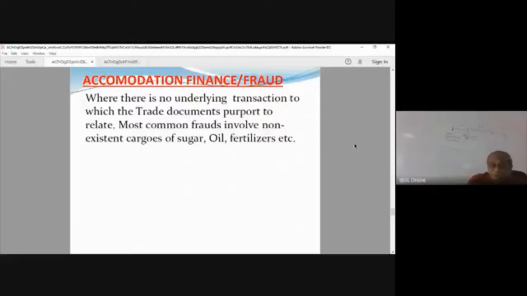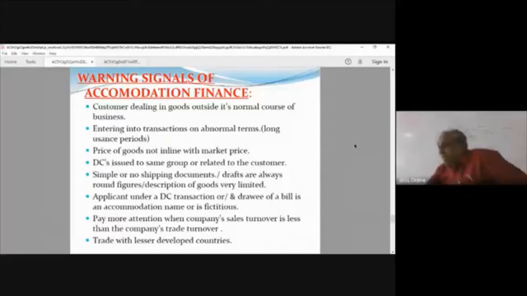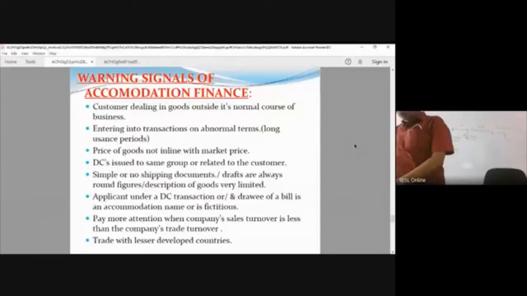Warning signals of accommodation finance: customer dealing in goods outside its normal course of business.